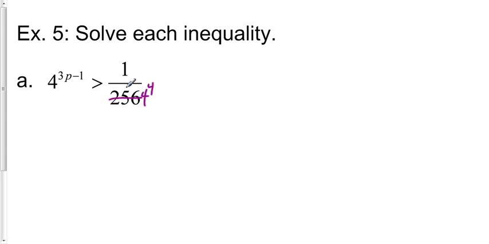I want to rewrite it using a base of 4, and I've got 1/4 to the 4th. Anytime you've got this fraction here, what it really means is you're using a negative exponent. So we have 4 to the 3p minus 1 is greater than, instead of saying 1/4 to the 4th power, we need to write it as 4 to the -4th. Let's think about that here. If you have 1 over 4 to the 4th, you can rewrite it as 4 to the -4th. That's what I'm doing here.